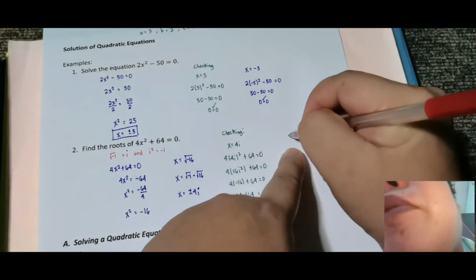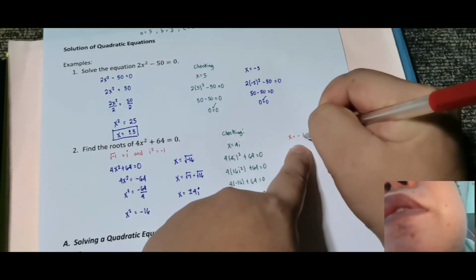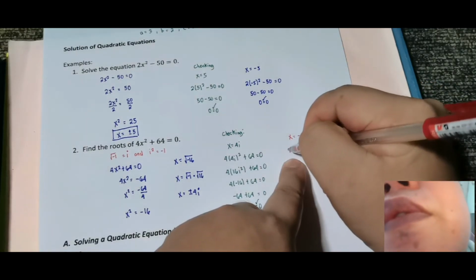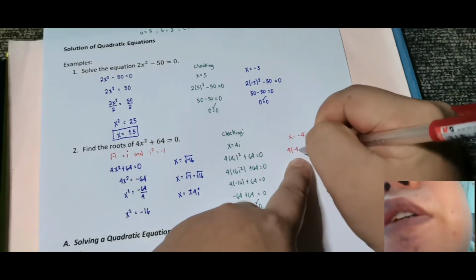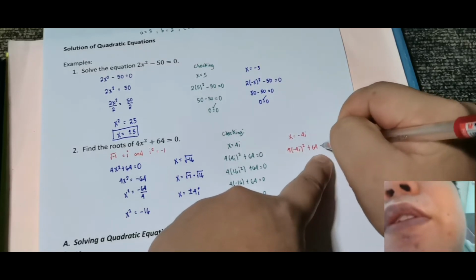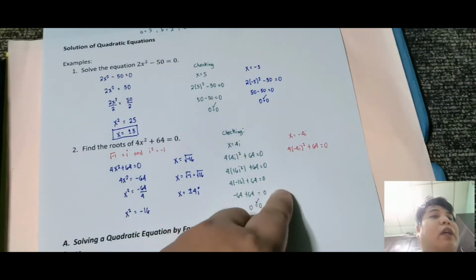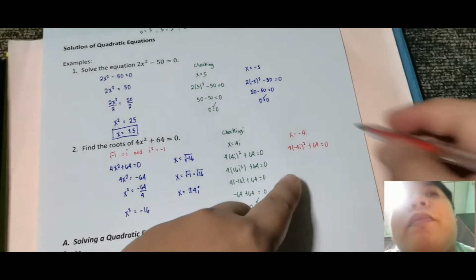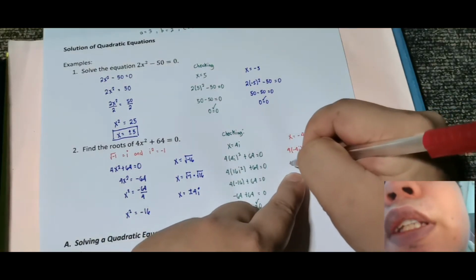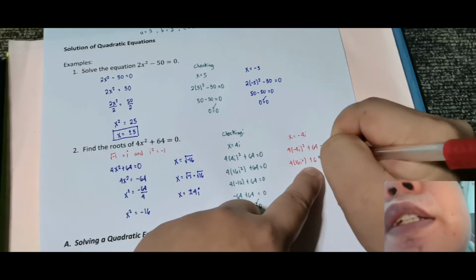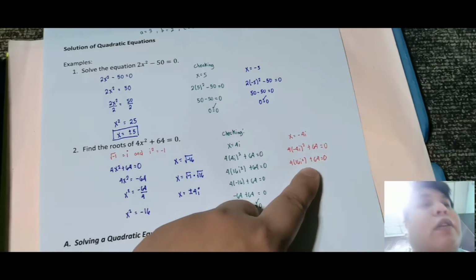So what if si negative 4i? So x is equal to negative 4i. So that is 4 times (negative 4i) raised to 2 plus 64 is equal to 0. Okay, so paano yan? That is negative 4 raised to 2. So negative times negative, that is positive. So this is 4 times 16 i squared pa rin po sir, plus 64 is equal to 0.